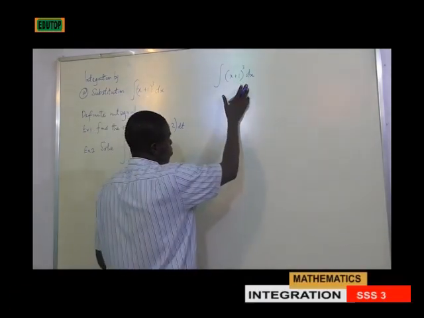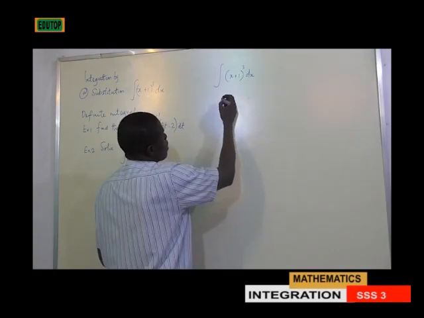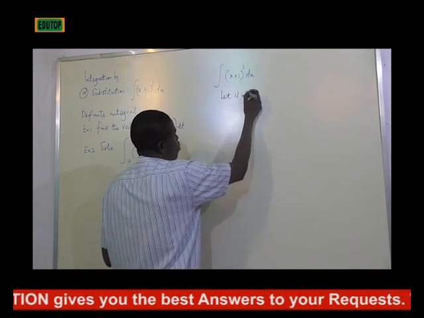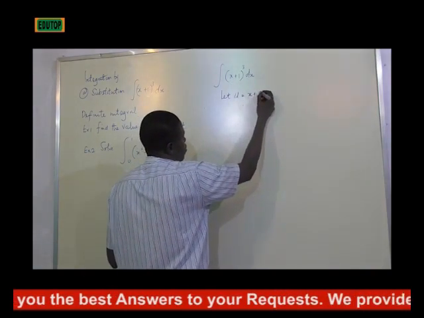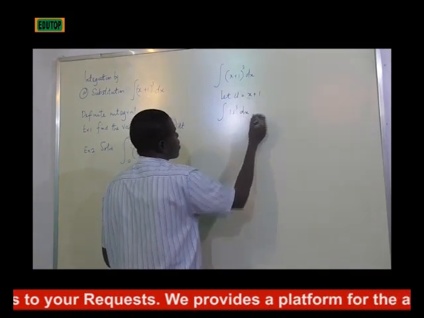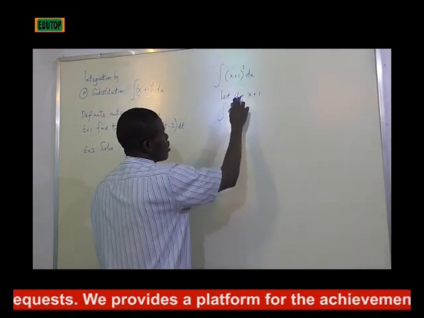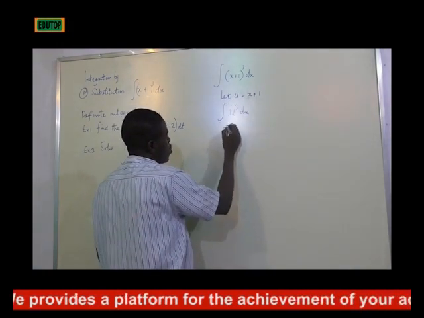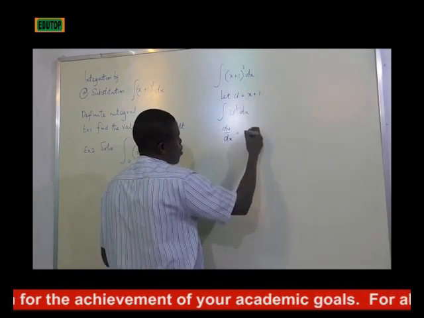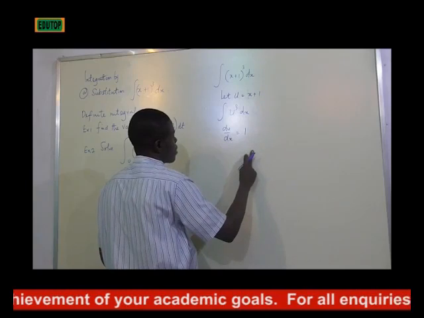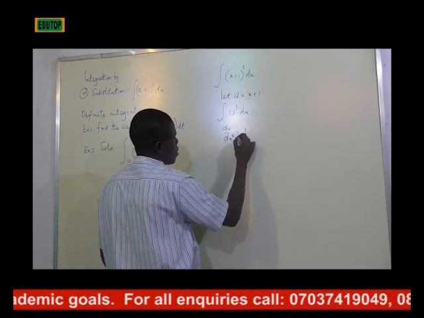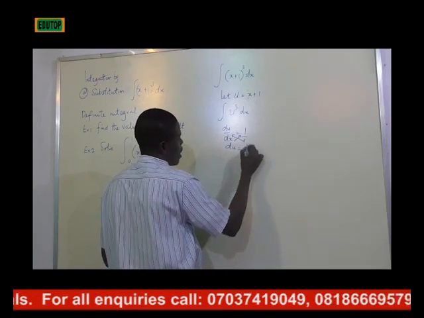And if you are to integrate this by substitution, the first thing you do is assume, let u be what you have in the bracket, x plus 1. Then your integral becomes u raised to power 3 dx. So what you do here is differentiate this with respect to x. So du/dx will give us 1, if you differentiate x, you have 1. If you differentiate the constant, that's 0. So automatically you can cross multiply, then du becomes dx.